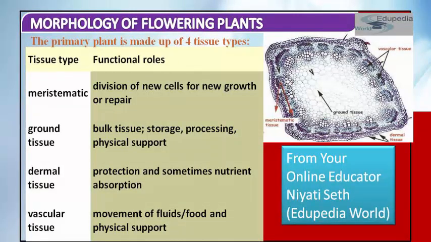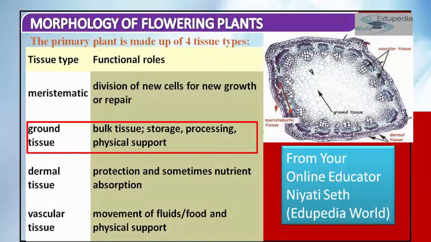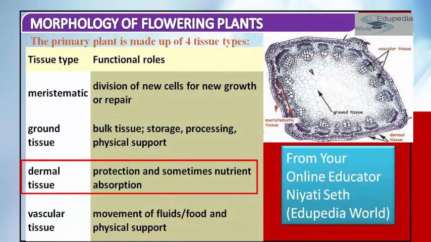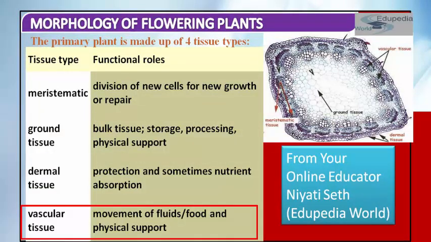Now the second tissue type is your ground tissue. What is that? It is a bulk tissue. Its functional role is storage, processing and physical support, which I'll be explaining in detail, but for the time being you just know what these four tissues are. And the third tissue is your dermal tissue. Its functional role is protection and sometimes nutrient absorption. And the fourth tissue is vascular tissue, whose functional role is movement of fluids, food and physical support, for example xylem and phloem. I'll be explaining all these in detail, but for the time being, just understand that these are the four tissue types which a primary plant is made up of.